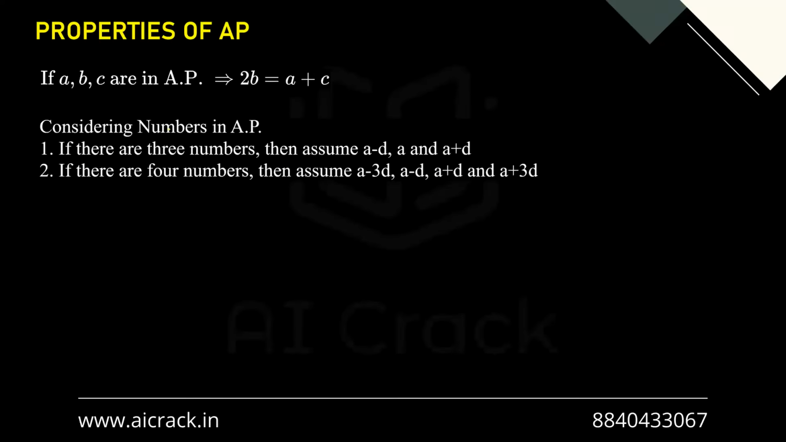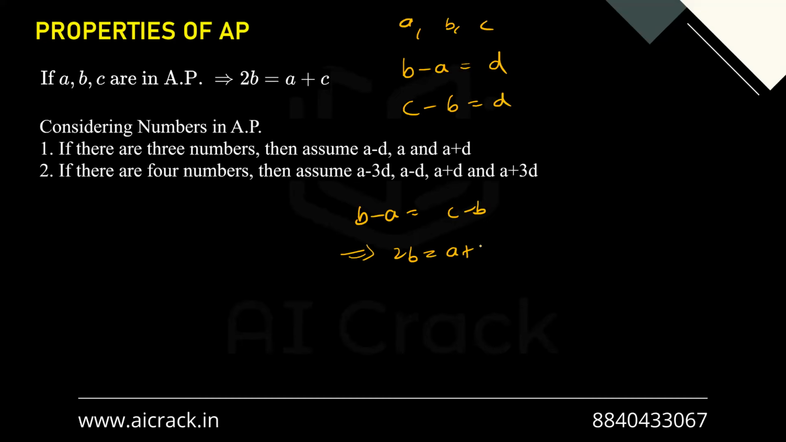So the first property is if A, B, C are in AP, then we can say that 2B equals A plus C. That's very simple and commonly used. Let's say A, B, C are in AP. Then we can simply say that B minus A would be the common difference. Also C minus B would be the common difference, right? So basically B minus A equals C minus B. That would give us 2B equals A plus C. Very simple, right?